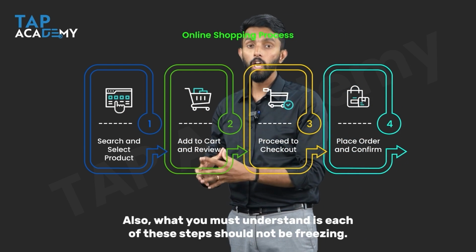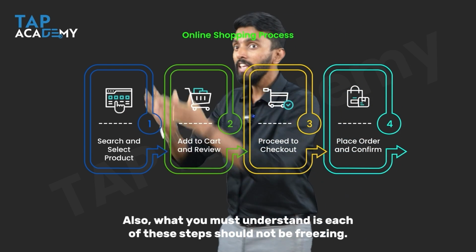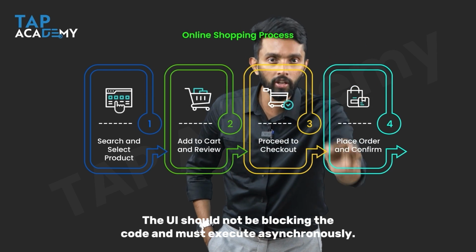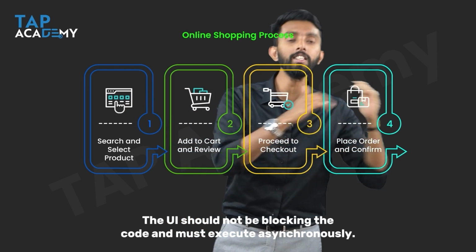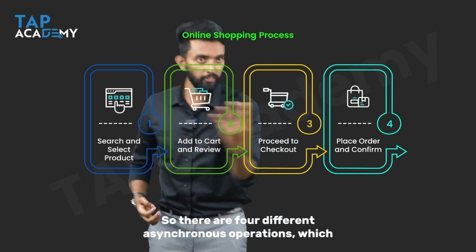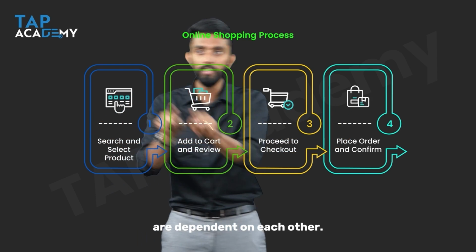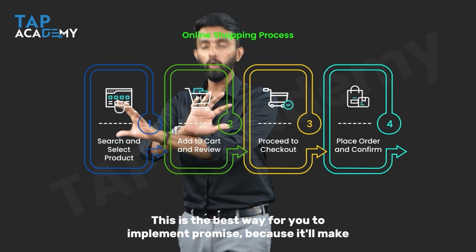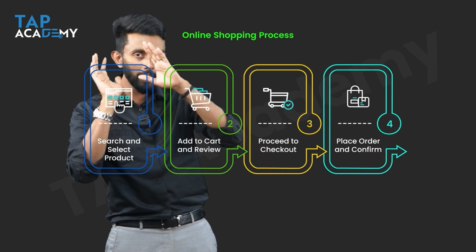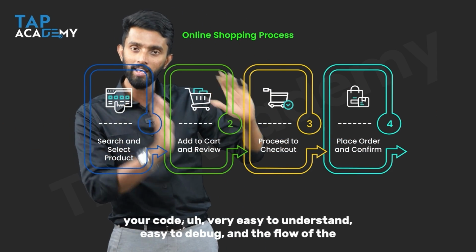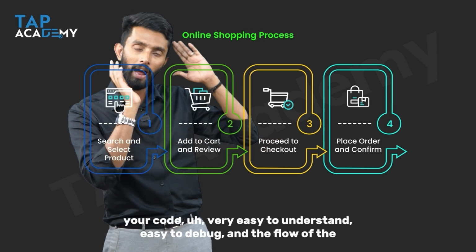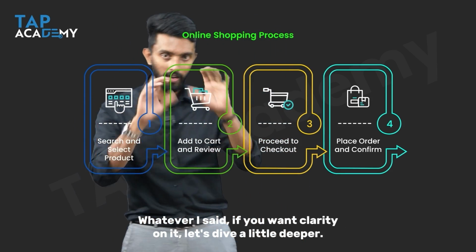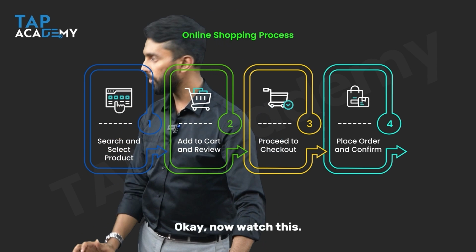They're related to each other. Also, what you must understand is, each of these steps should not be freezing the UI, should not be blocking the code, and must execute asynchronously. So there are four different asynchronous operations which are dependent on each other. This is the best way for you to implement promises, because it will make your code very easy to understand, easy to debug, and the flow of the code will become easy to understand. Whatever I said, if you want clarity on it, let's dive a little deeper, okay?